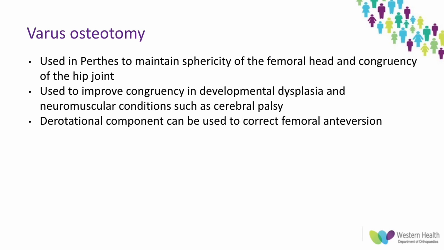I thought I'd talk a bit more about varus osteotomies, as it's something that I've seen that we do quite commonly at Western Health. This can be used in Perthes disease to maintain the sphericity of the femoral head and improve the congruency of the hip joint. Similarly, in developmental dysplasia and neuromuscular conditions such as cerebral palsy, it can also be used to improve the congruency of the hip. A derotational component can be added in order to change the femoral version or torsion.